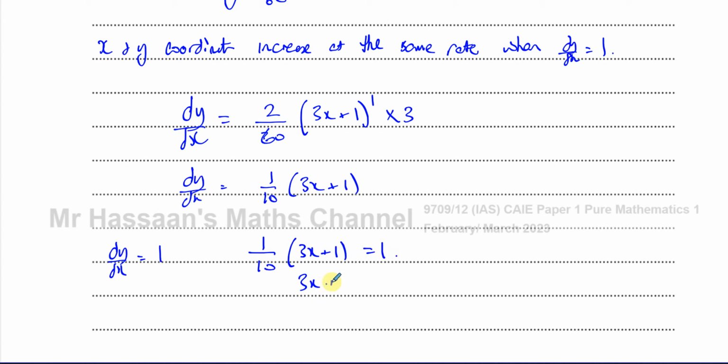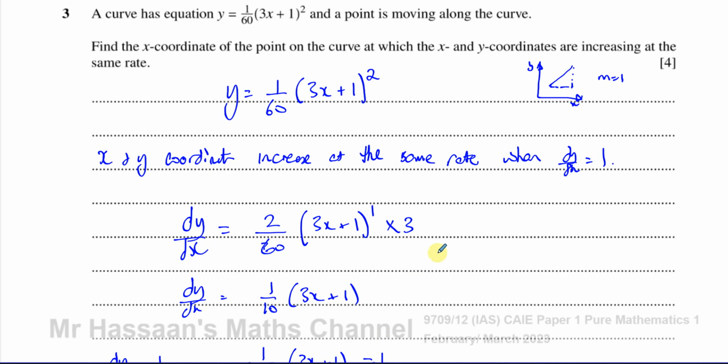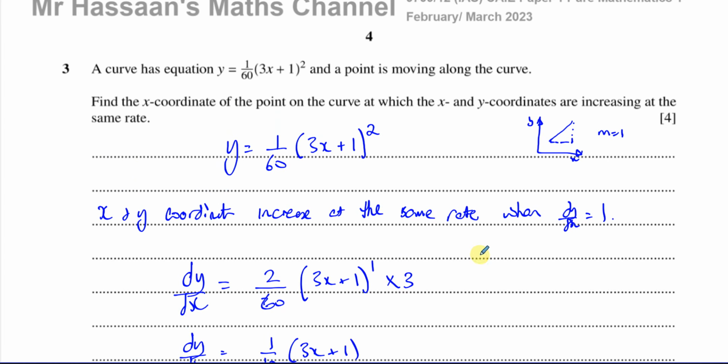So 3x plus 1 equals 10. 3x equals 10 minus 1, which is 9. Therefore, x equals 9 over 3, which is 3. So we can see here that the gradient of this curve will be equal to 1 at the point when x equals 3. And it's when the gradient is equal to 1 that the change in y will be the same as the change in x.